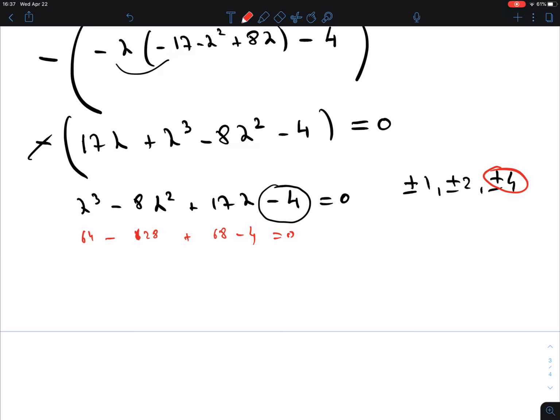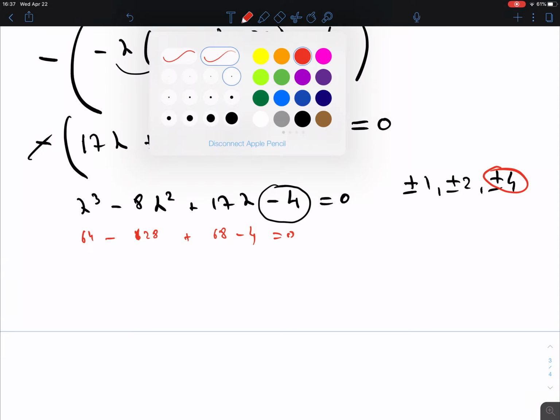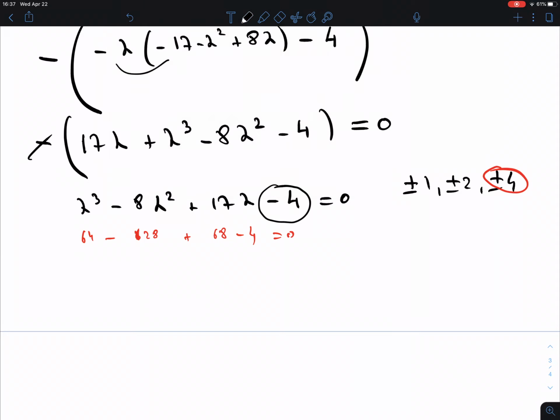So that's how we find the characteristic equation, and then we can find the eigenvalues. We have to solve this. So what happens now if we have an eigenvalue? This means that lambda minus 4 is a factor. So we can factor this thing, let me get rid of this.